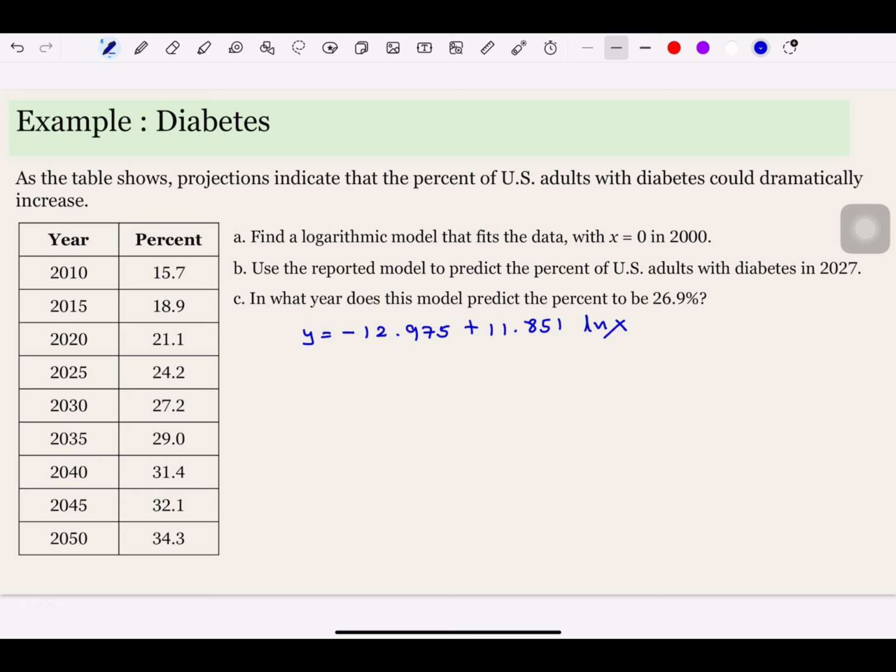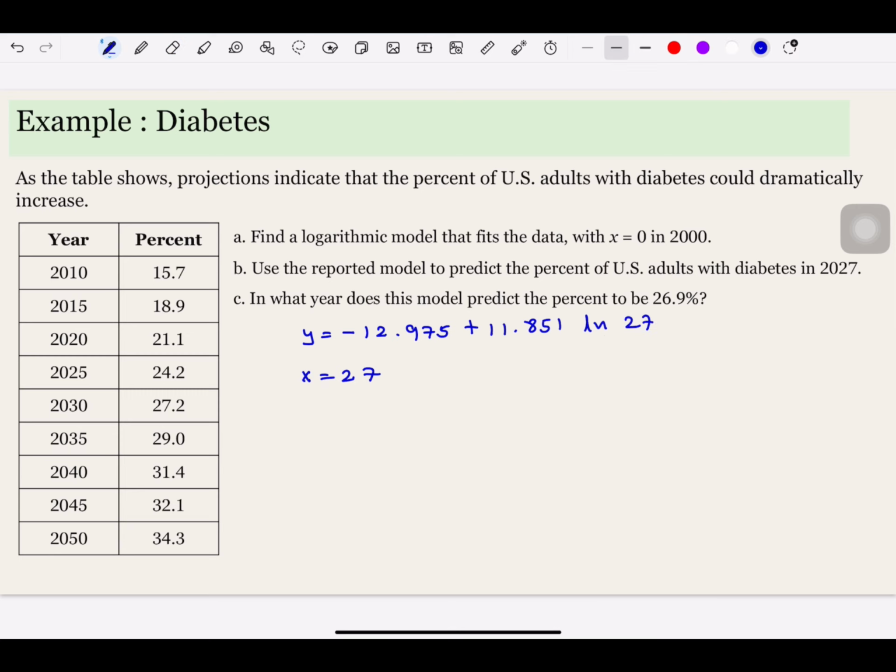Now you have to use the model to predict the percent of US adults with diabetes in 2027. To evaluate this, you have to plug in x equals 27, because we take x equals 0 for 2000. That means 2027 means x is equal to 27. If you plug 27 into this model, you'll get the same function, but instead of ln x, you have to evaluate ln 27.